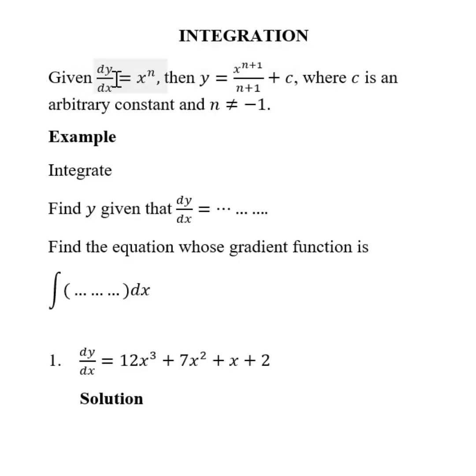Given dy over dx is equal to x raised to power n, then the integral for that is given as x raised to power n plus 1 over that new power plus c, where c is an arbitrary constant, so long as n is not equal to -1. So this c represents the constant which might have been there during differentiation and which upon differentiation resulted in 0, and therefore it did not account in the final answer.